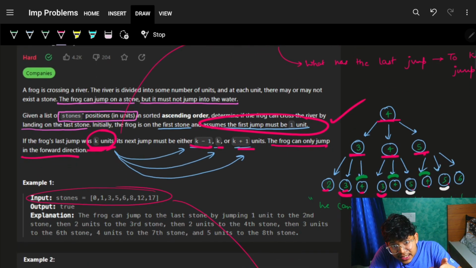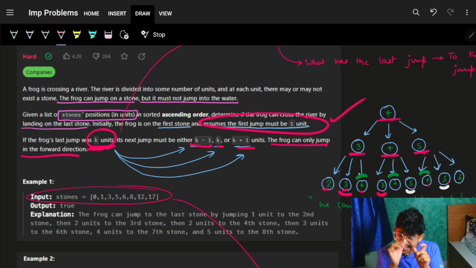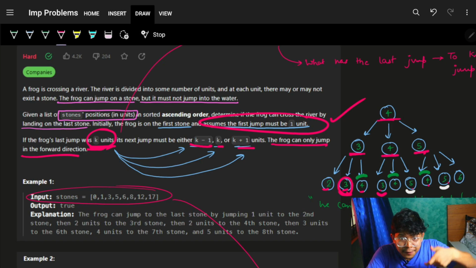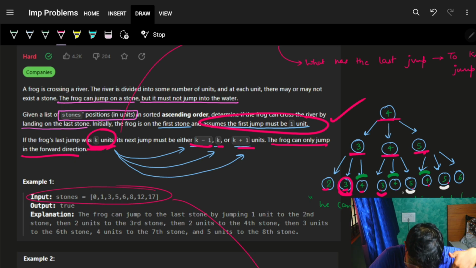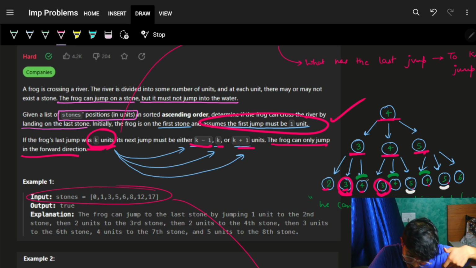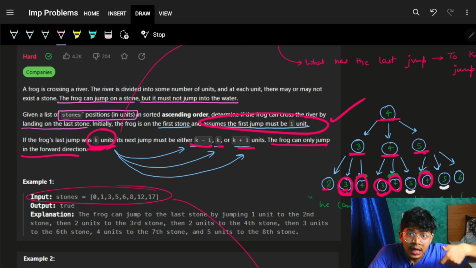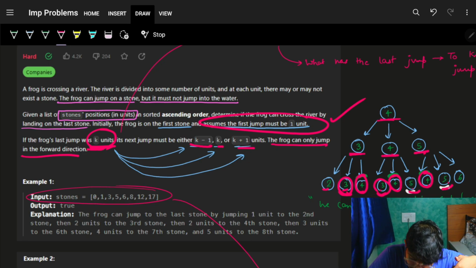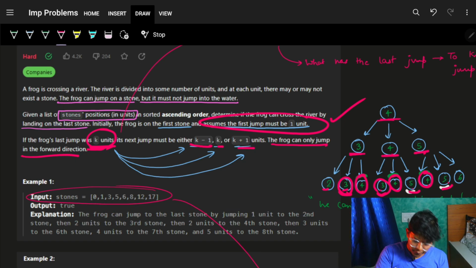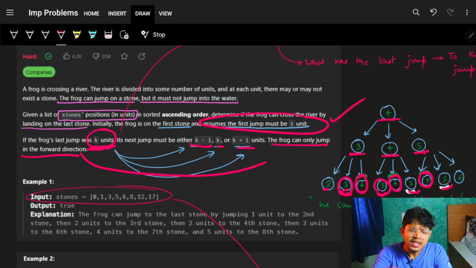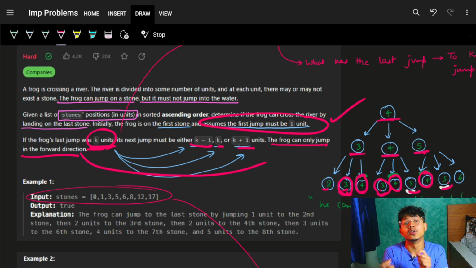Considering all of these, you can easily see that I have some repeating subproblems. From this location I will again do a jump of 3; you can also see a jump of 3. From here I can do a jump of 4, a jump of 4. I can do a jump of 5, a jump of 5. You saw that from the problem statement itself, from one option we are spawning 3 options, so there's a high chance these options can overlap.